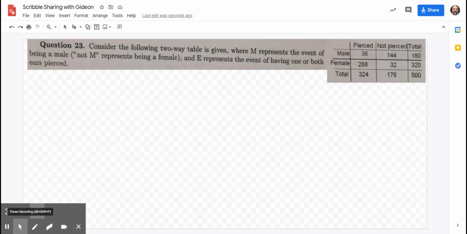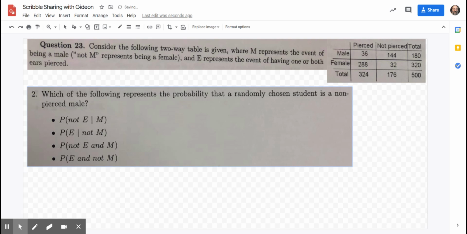All right, let's move on to the second part of the question. What's the probability of, okay, is this conditional? Is it intersection? What's going on? What is the probability that a randomly chosen student, I've just got a randomly chosen student, is a non-pierced male?